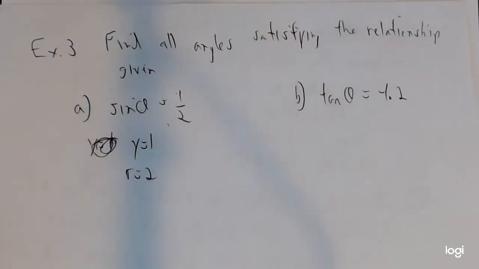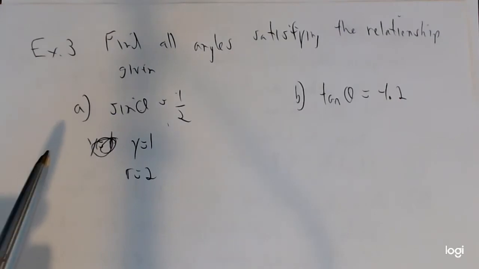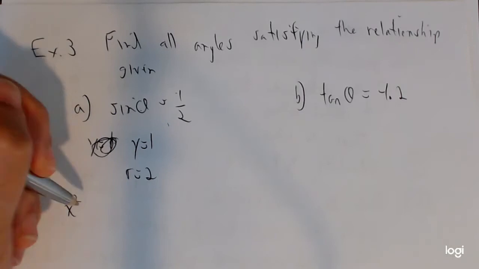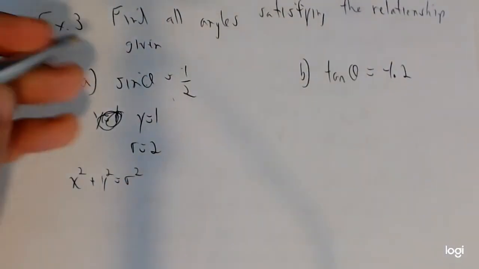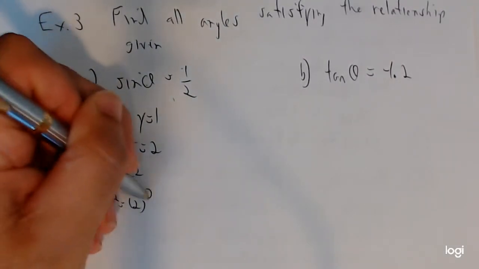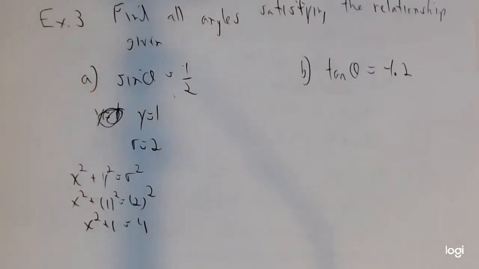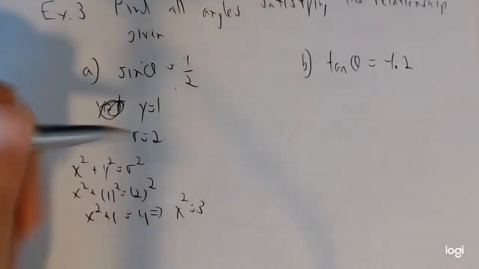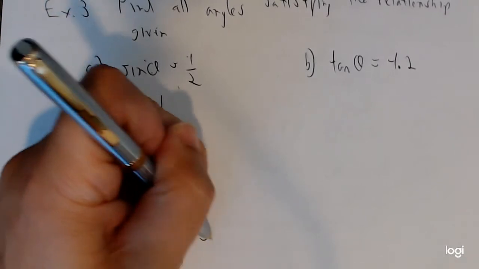How do I find x? If you remember, these are the sides of a right triangle. So we would have to use the Pythagorean theorem. So we know that x squared plus y squared equals r squared, which would mean x squared plus 1 squared equals 2 squared, which then becomes x squared plus 1 equals 4, and that means x squared equals 3, subtracted 1, which means x equals plus or minus rad 3.